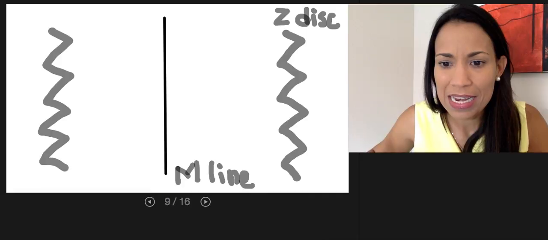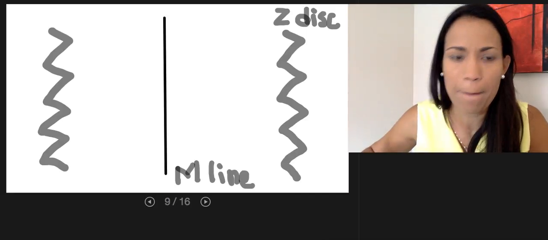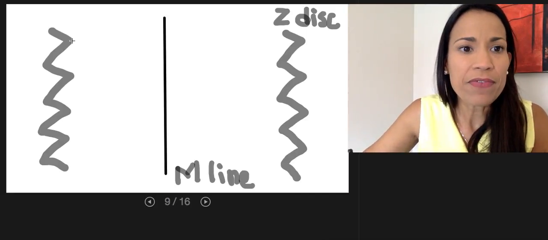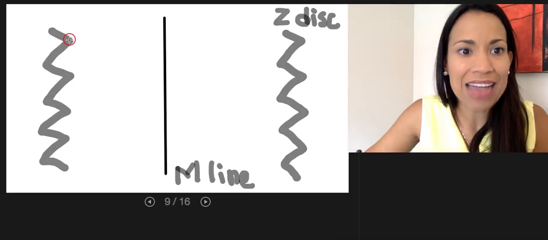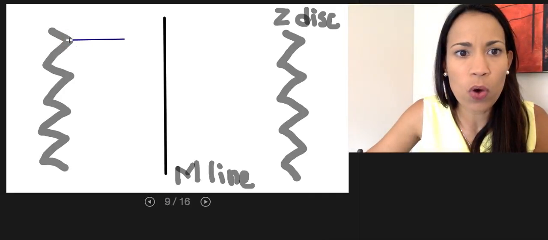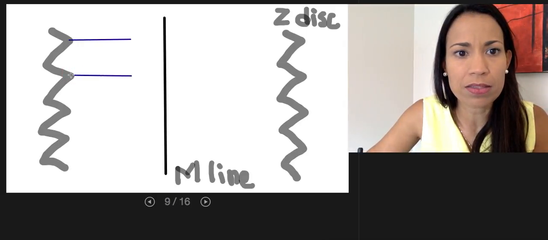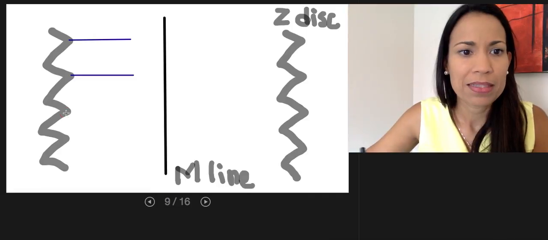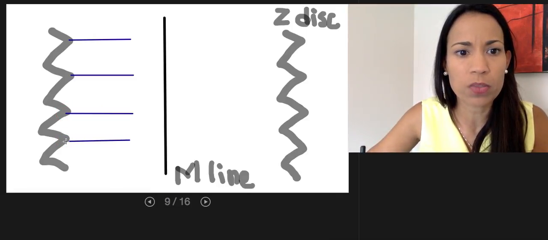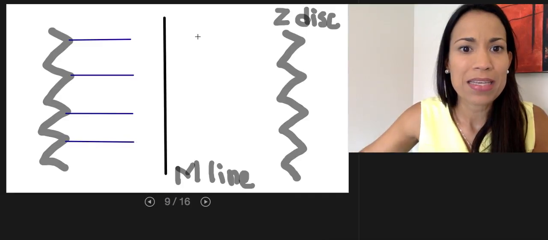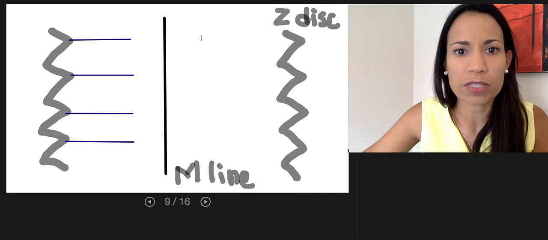Now I'm going to use the same colors that your book uses to avoid any confusion in here. Let's start drawing the thin filaments. Thin filaments start at the Z line and they go all the way towards the M line, but they stop there. Z line, and they stop about here. Z line, they start here and they stop, and the last one, they stop in here. Same thing is happening on the other side.